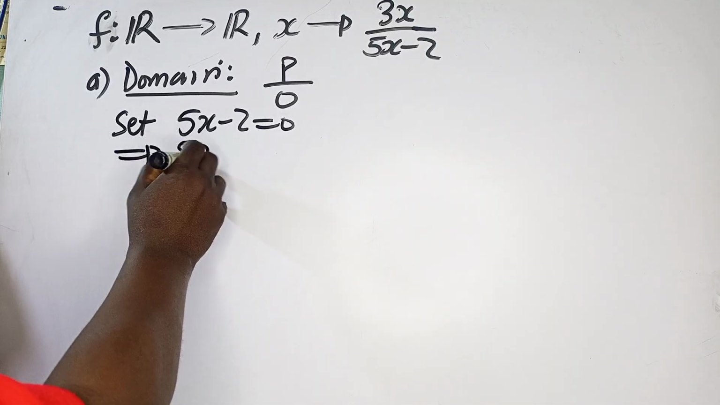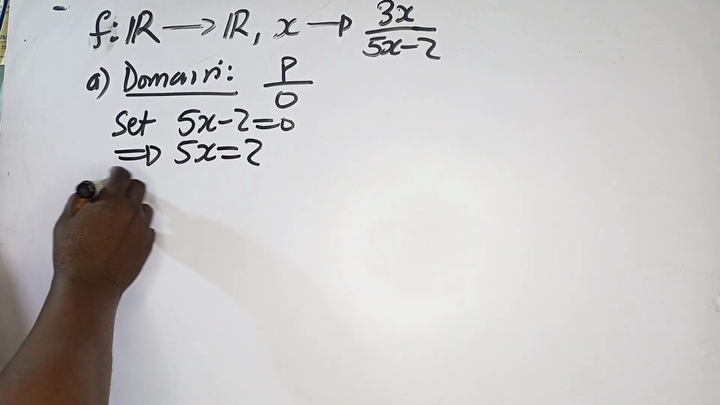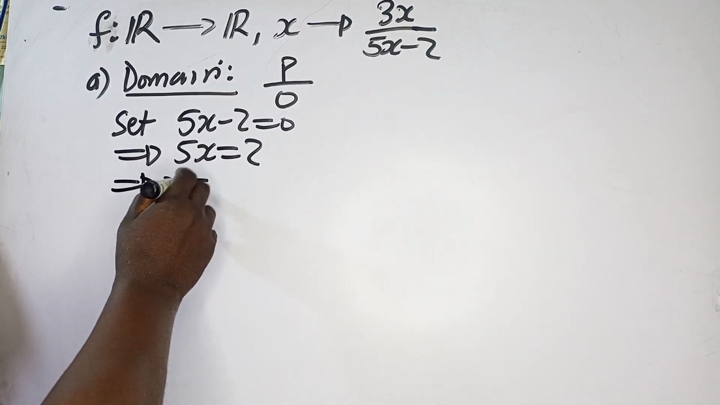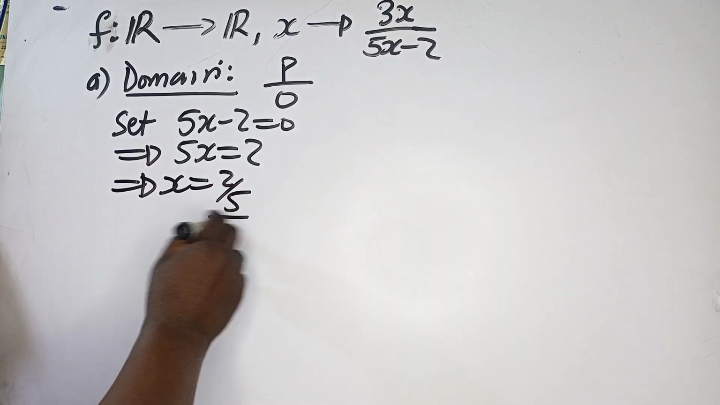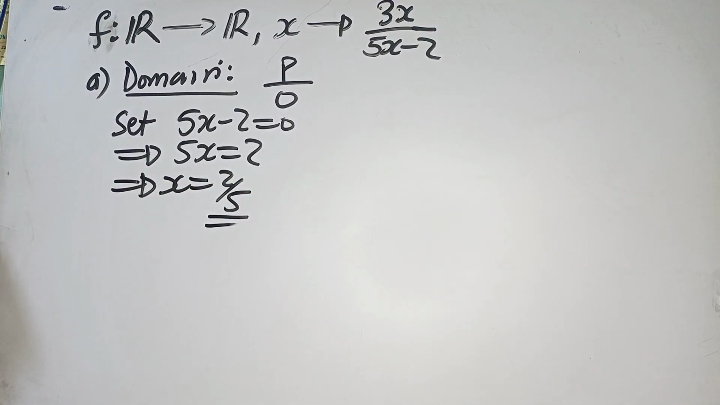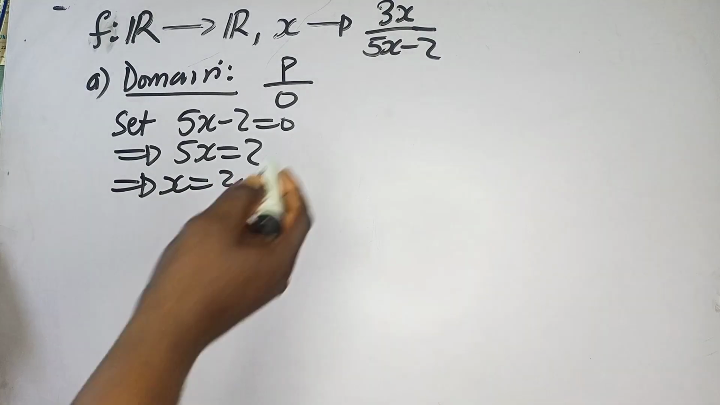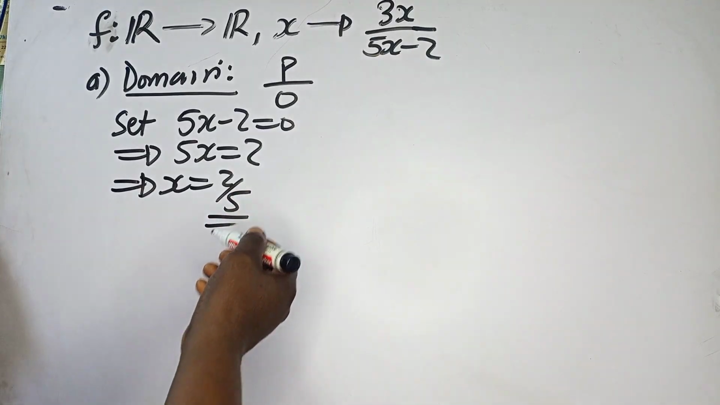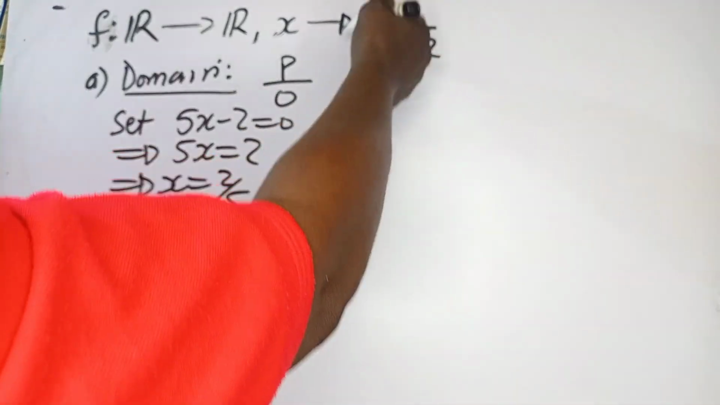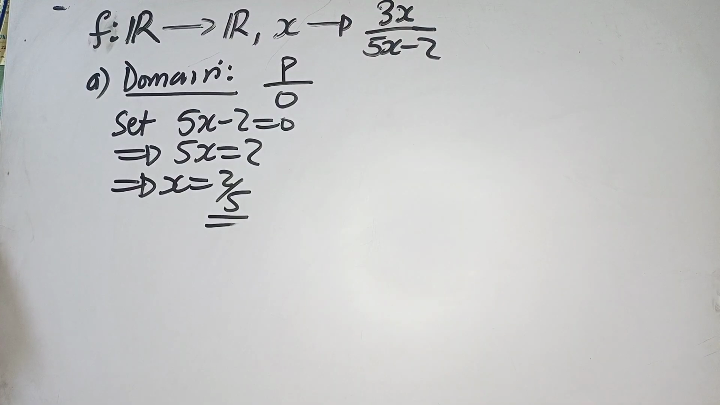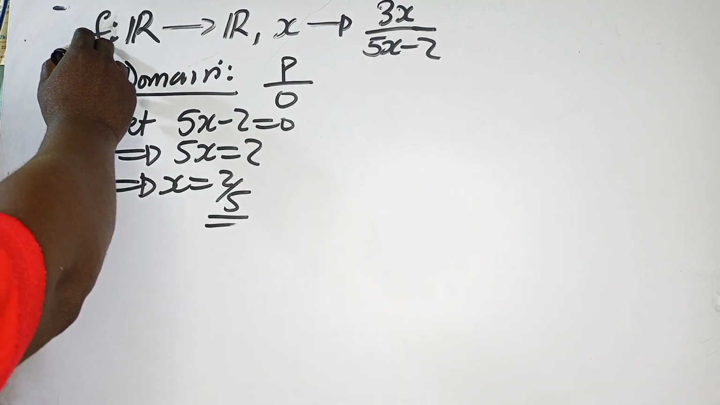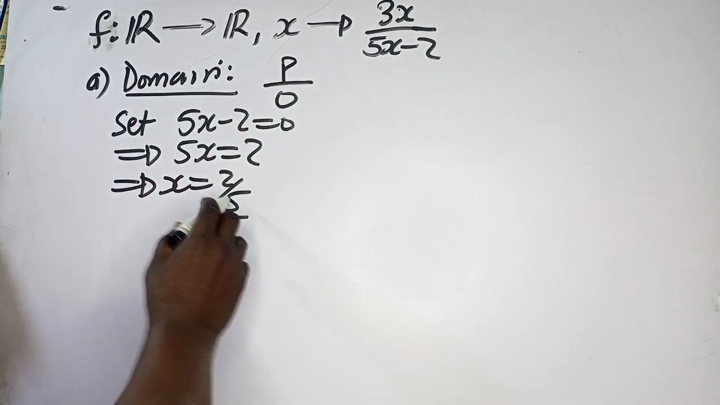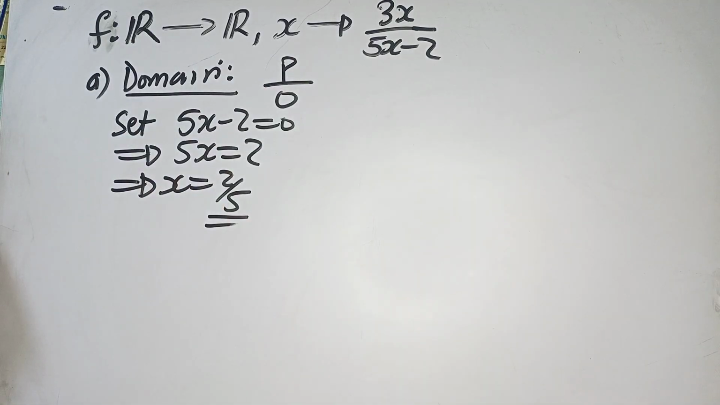We have 5x is equal to 2. That means x is equal to 2 all over 5. So this is the only value. If x takes the value 2 all over 5, then this denominator will be 0, and so it will render this expression undefined. So f will take any real value except the value 2 all over 5.